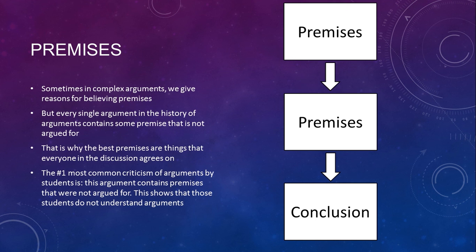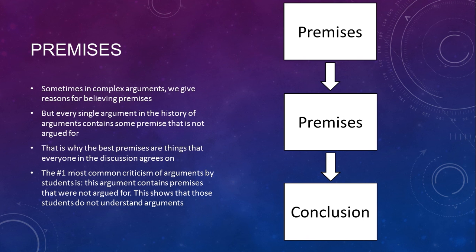Sometimes in complex arguments, we give reasons for believing premises. So you have a premise leading to another premise leading to a conclusion. You could call this middle thing a sub-conclusion if you wanted. Whether you call this a sub-conclusion or just another premise doesn't really matter all that much. For the purposes of this course, I propose to call anything that's not the conclusion a premise, if that's okay. But the thing about premises is that there are always going to be some in your argument that stand unjustified.